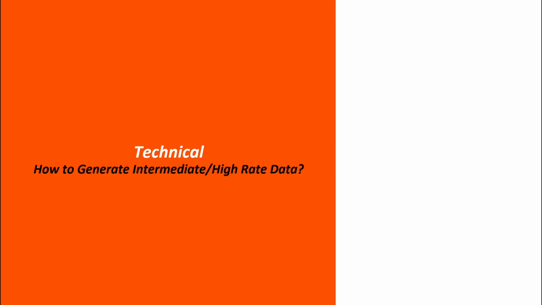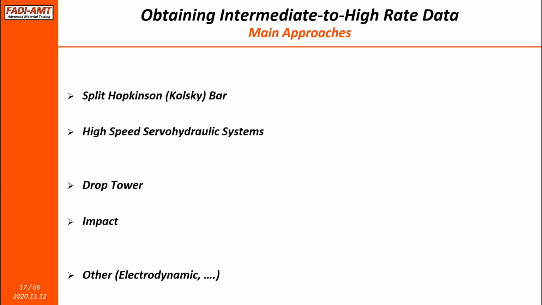So now we go from, okay, maybe we agree that such data at intermediate and high rates is important, and generating it for at least a range of strain rates is important, if not the full range. How do we generate such data? There are multiple approaches, and I just listed here 5 of the common ones, or at least the known ones.